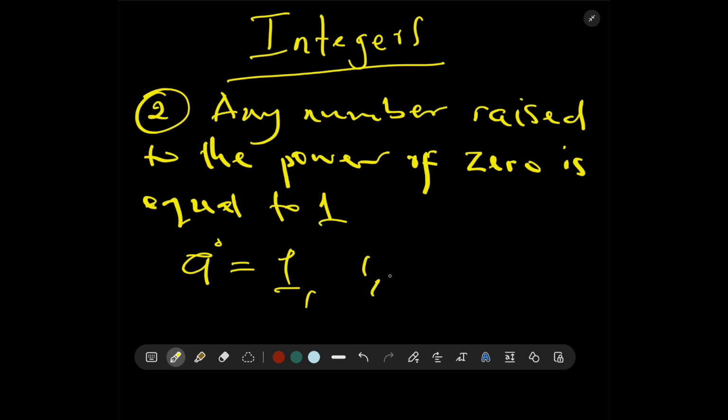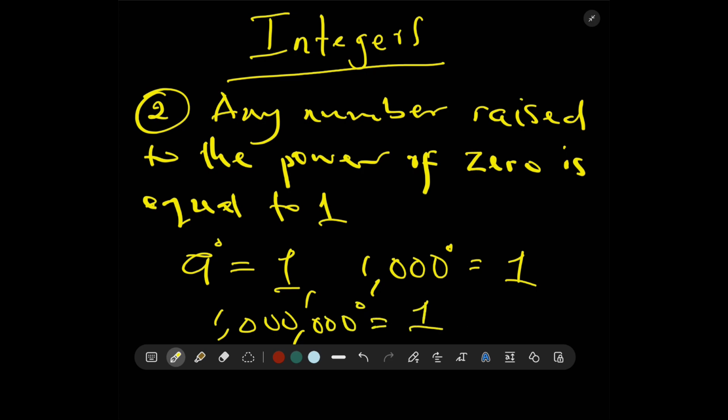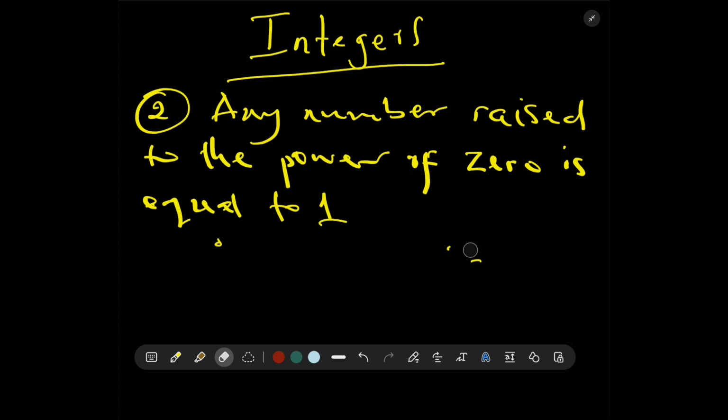If I have 1,000 raised to the power of 0, it's going to be equal to 1. Okay? If I have 1 million raised to the power of 0, it's going to be equal to 1. Any number or alphabet that is raised to the power of 0 is equal to 1. So remember that rule. That rule is very, very important, okay? So let's go to rule number 3.